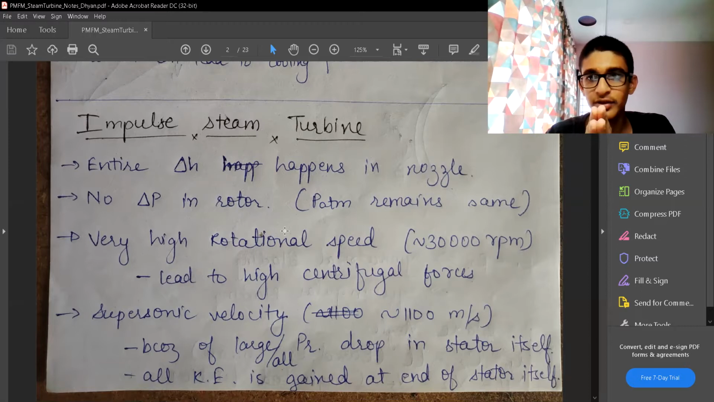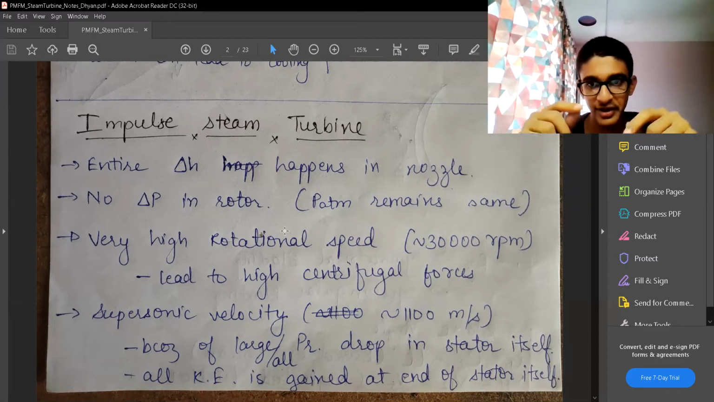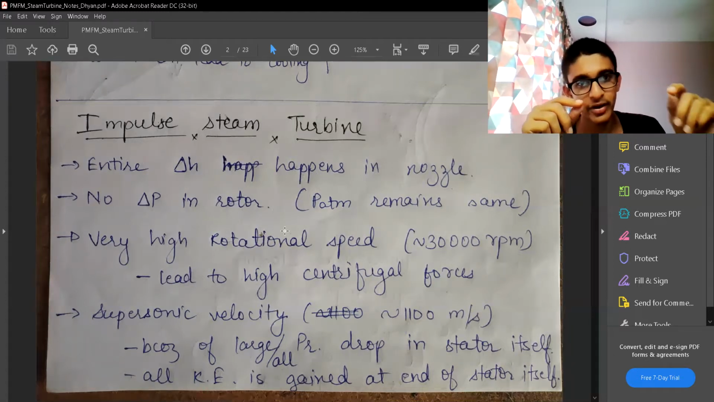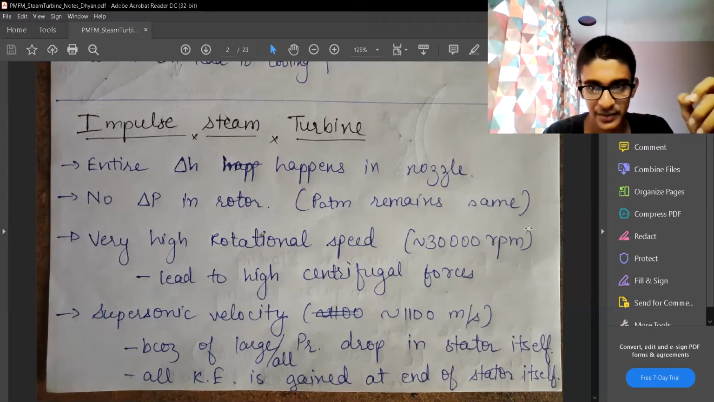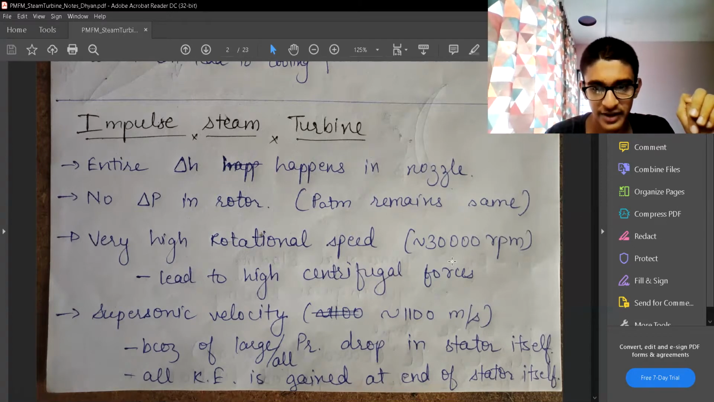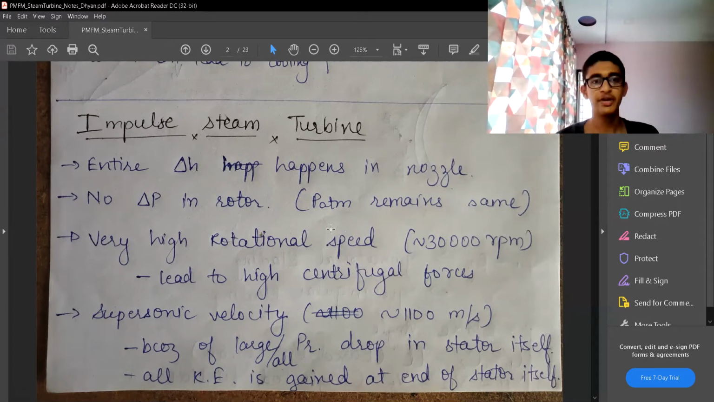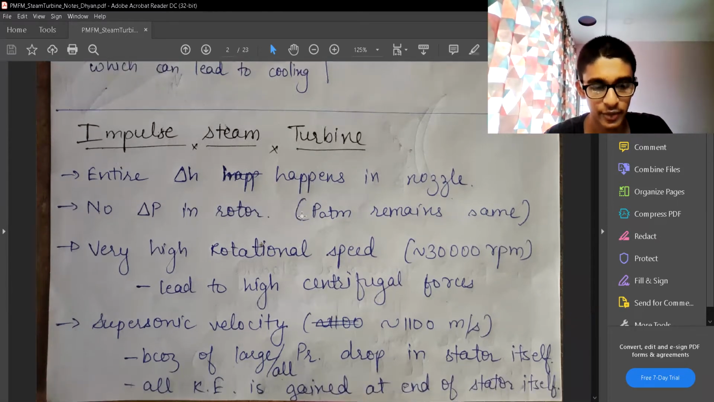And from the outlet of the nozzle, it is going to get into the rotor. That high velocity from the nozzle is going to be imparted on the rotor blades. That's why we have such large velocities and large speeds of rotation for the rotor. And all the kinetic energy is gained at the end of the stator itself. So in the next video, we'll start with more detailed velocity triangles to understand this in more detail.